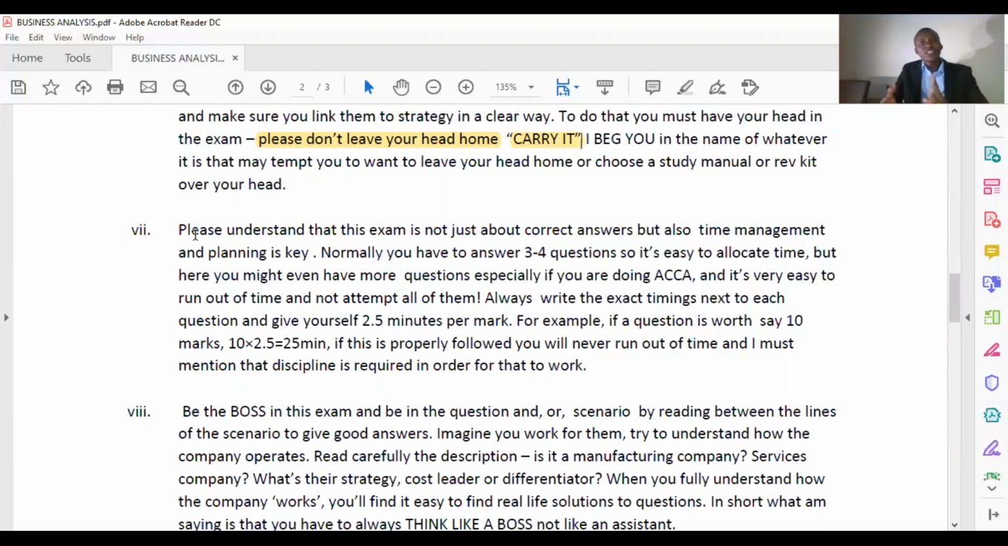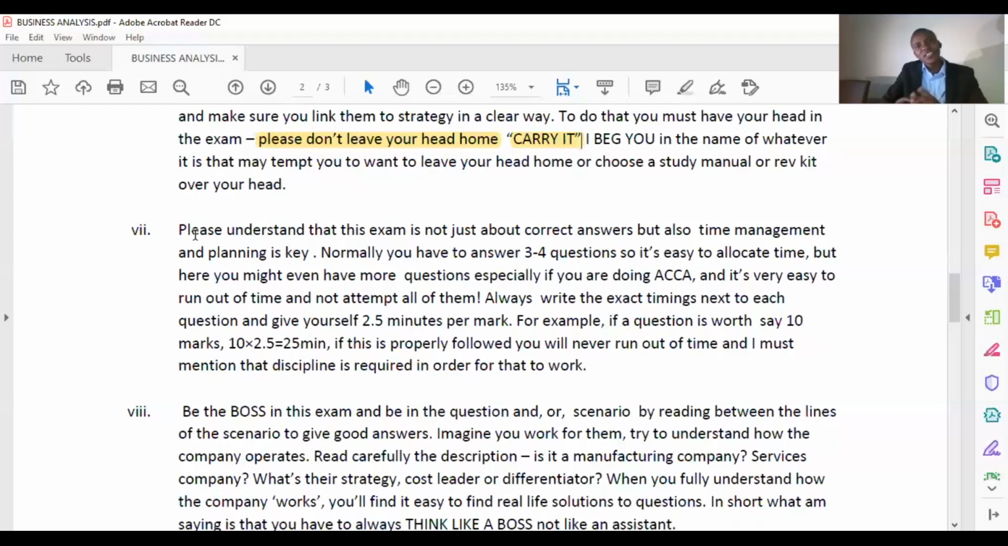Don't be carried away with a simple question that you're going to find in this exam and then you want to spend so much time. No. No matter how sweet the question is, do not use more than 2.5 minutes per mark. That way you'll be able to finish everything and be able to go through without any difficulties. Exercise discipline. Normally this exam, you'll be required to answer 3 to 4 questions. So it's usually easy for you to allocate time. But at the same time, here you may be asked to answer even more than 3 or 4 questions, which may also make it easier for you to run out of time, especially if you're doing ACCA, where they may be able to ask you more than 3 to 4 questions sometimes.